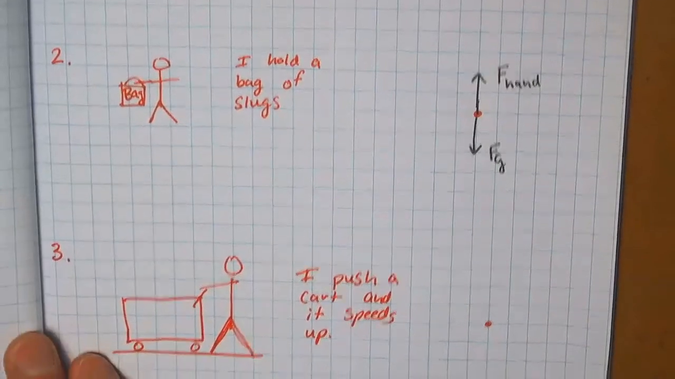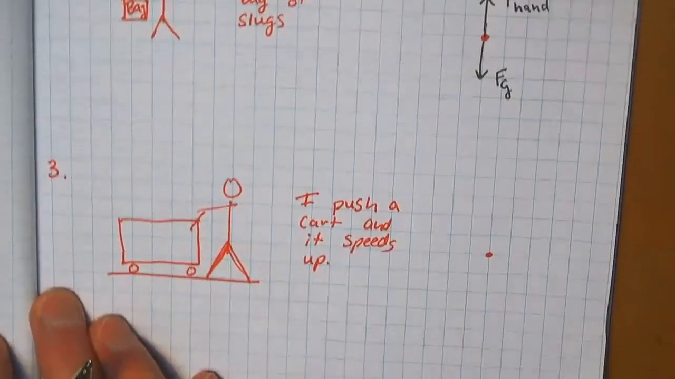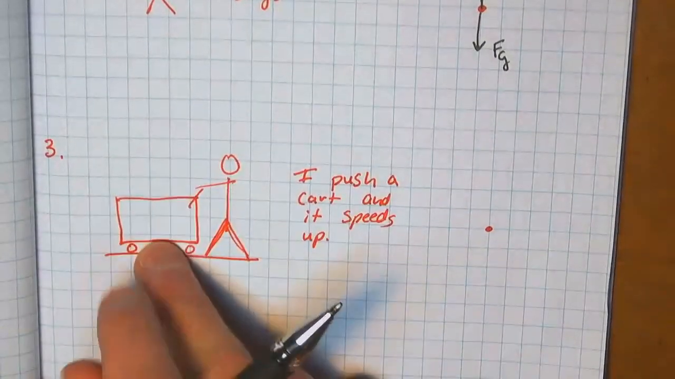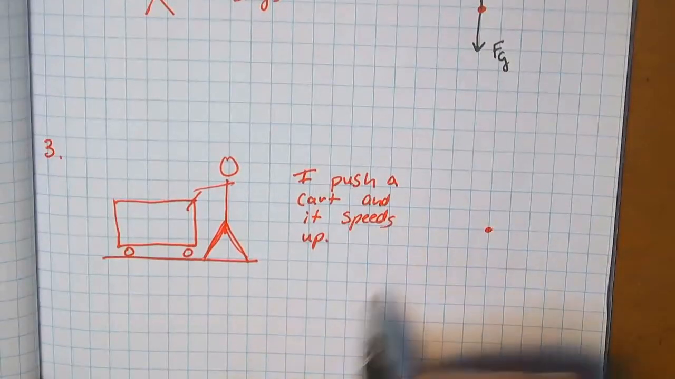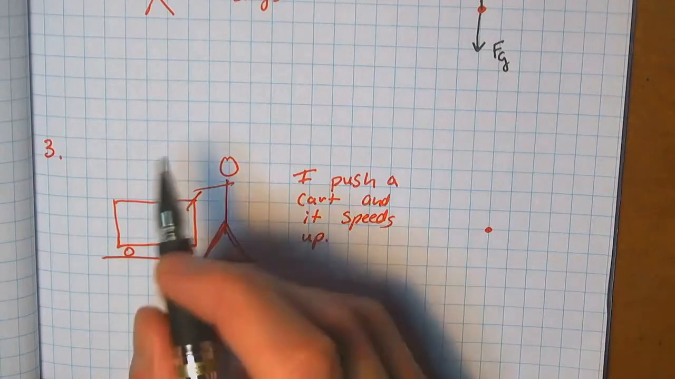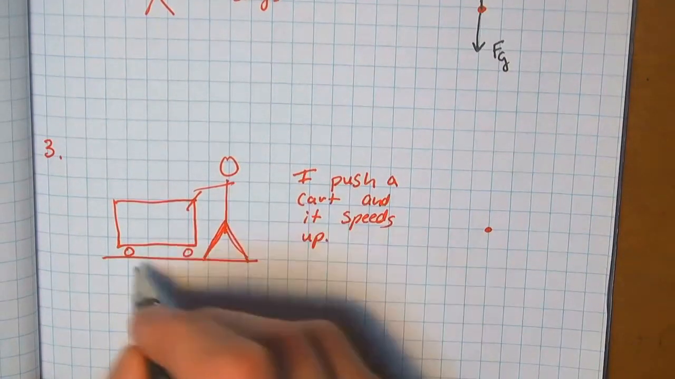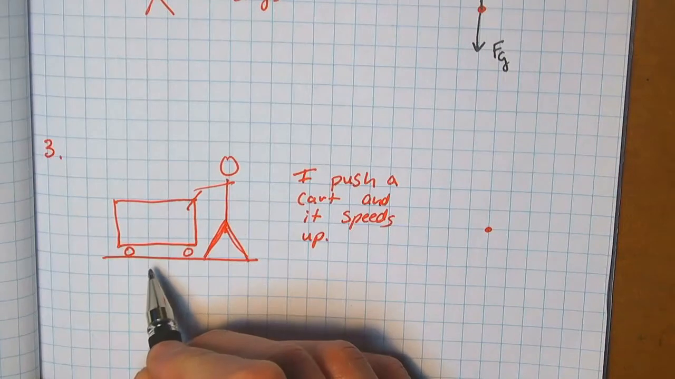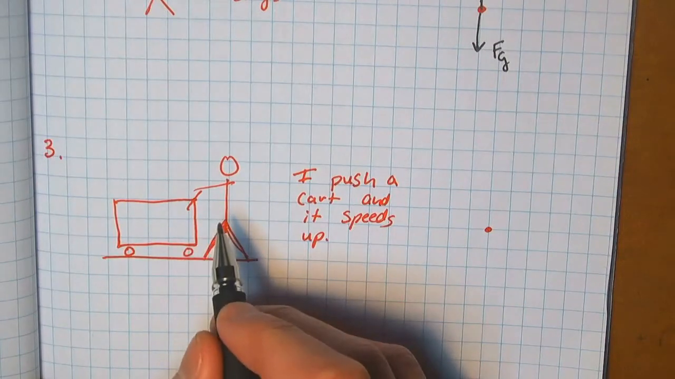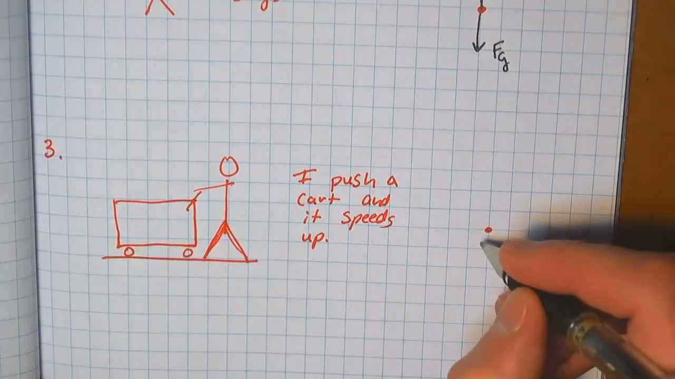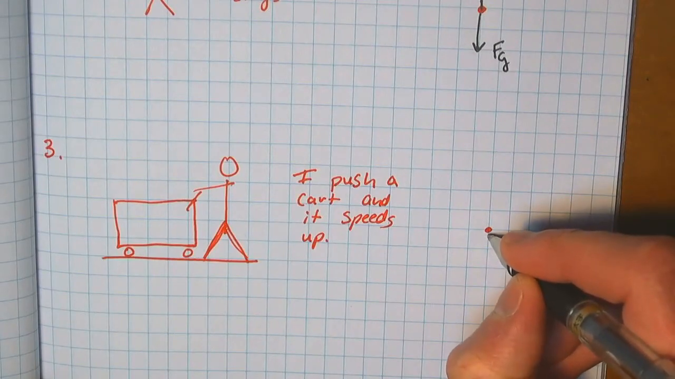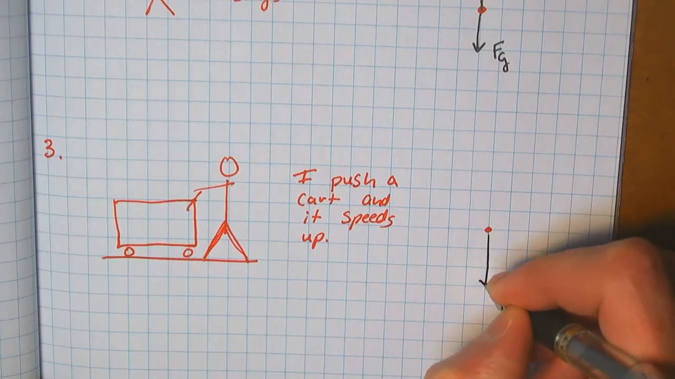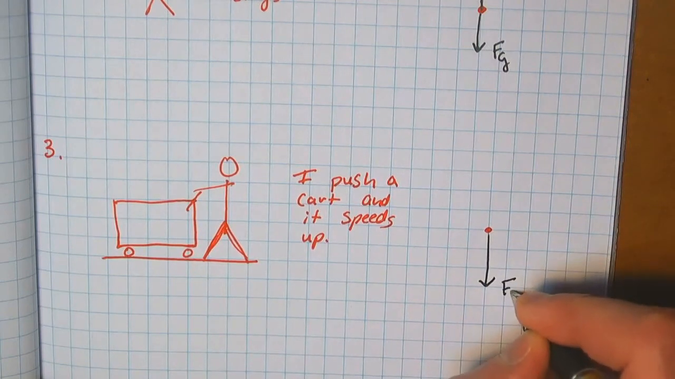All right, and then this last one is probably the most interesting one and useful one. So we have a cart. So I push a cart and it speeds up. So if we think about it, there's two things touching the cart. There is the ground and there is me. So that's two different things. So first up, let's just think about we got our force of gravity. All right, let's start with that. Start with the easy things.